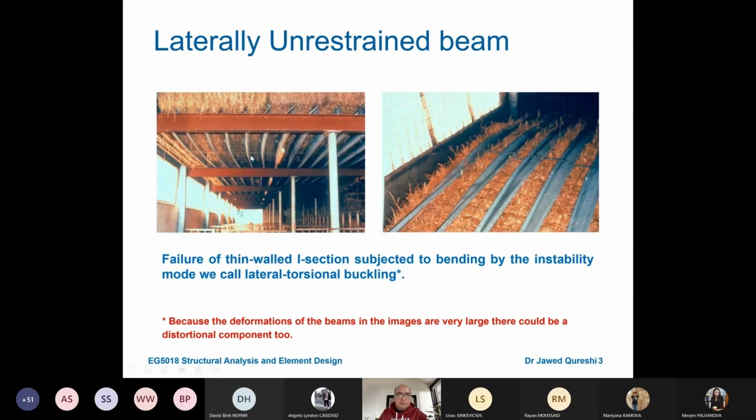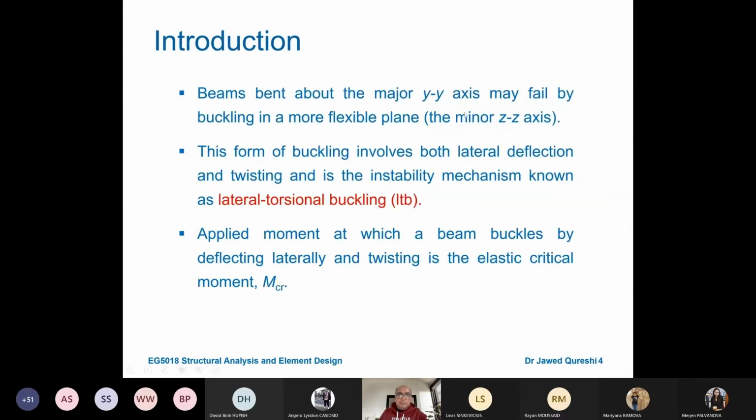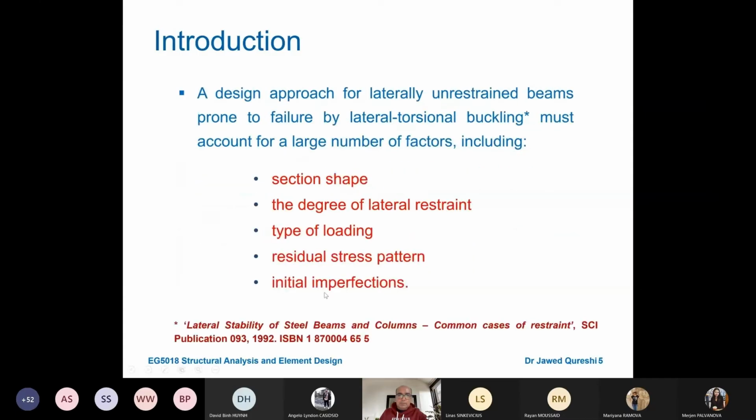You can see that if you have a thin hay floor or wooden floor, then these beams can be treated as unrestrained. Beams bent about the major axis may fail by buckling in the more flexible minor axis. This form of buckling is termed lateral torsional buckling. It means that there will be lateral deflection and there will be torsion as well. And the moment at which the beam buckles is termed the elastic critical moment, or MCR.